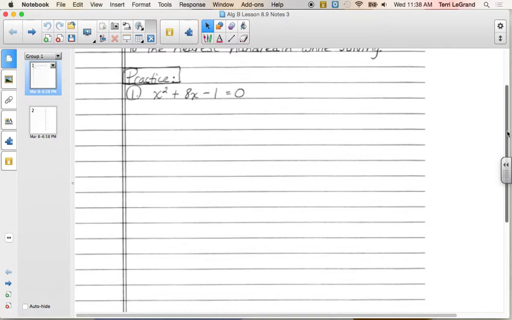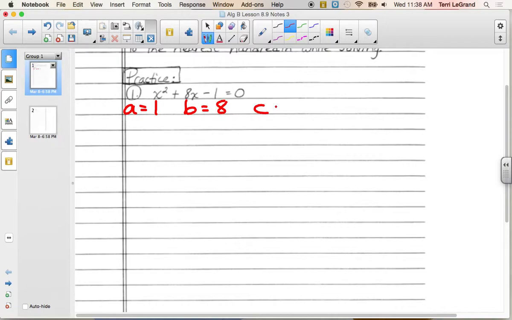Is it in standard form? Okay, it's in standard form already. So we're going to identify our what? What's our first move here? Identify A, B, and C. Okay, let's do it. A equals 1. B equals 8. And C equals -1.